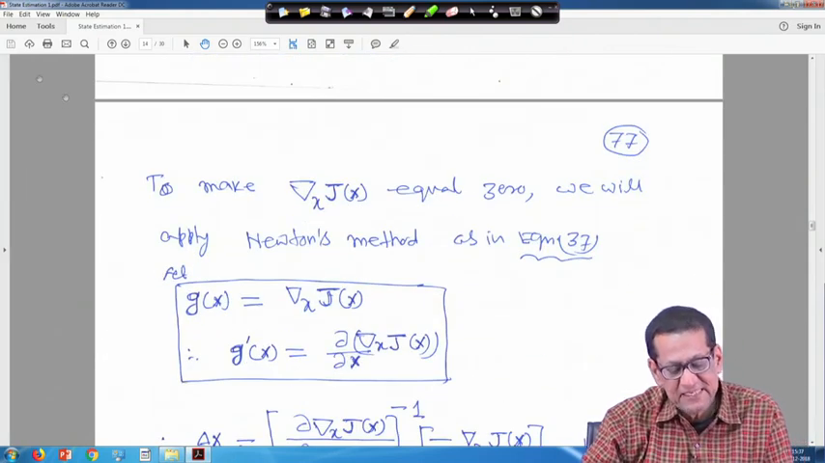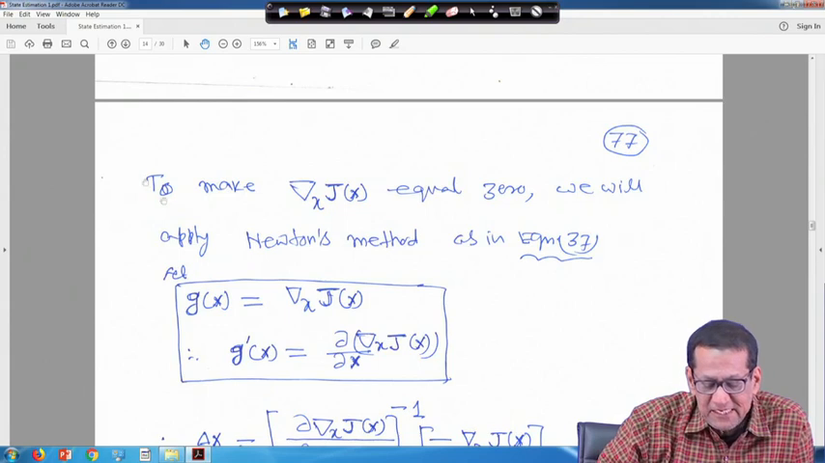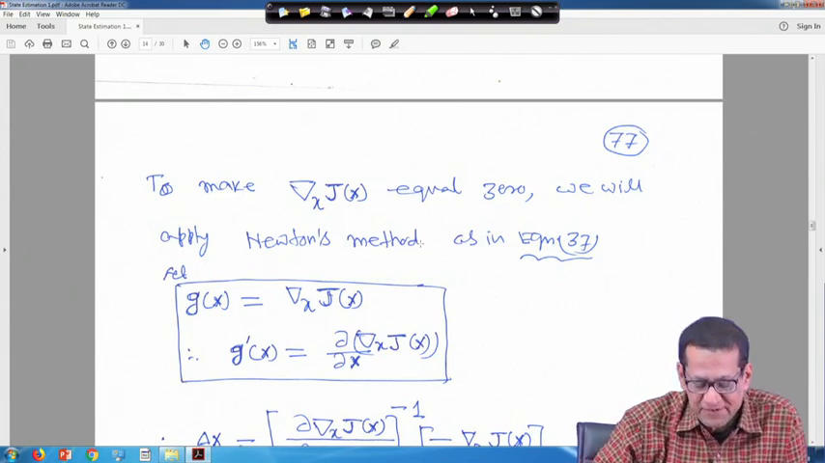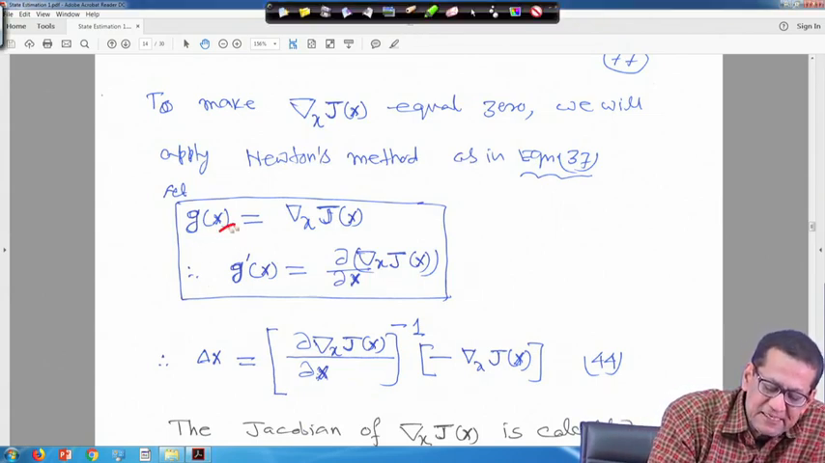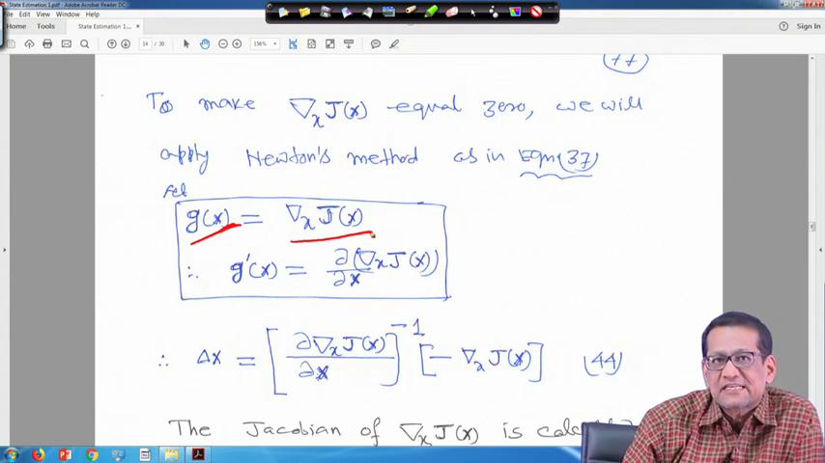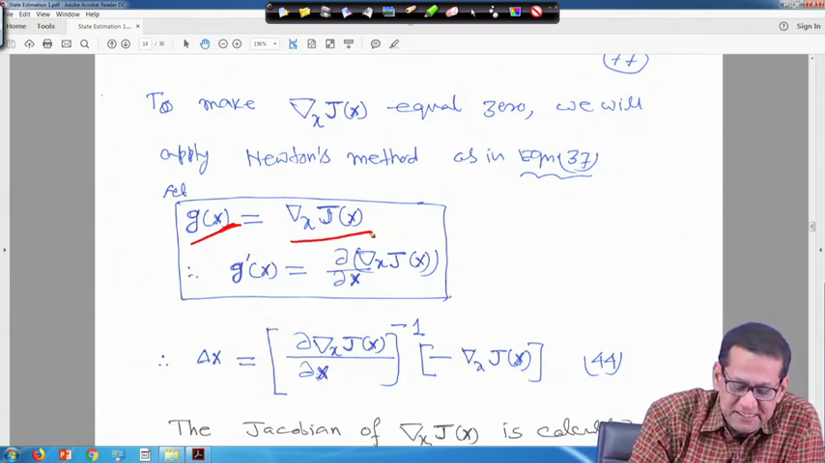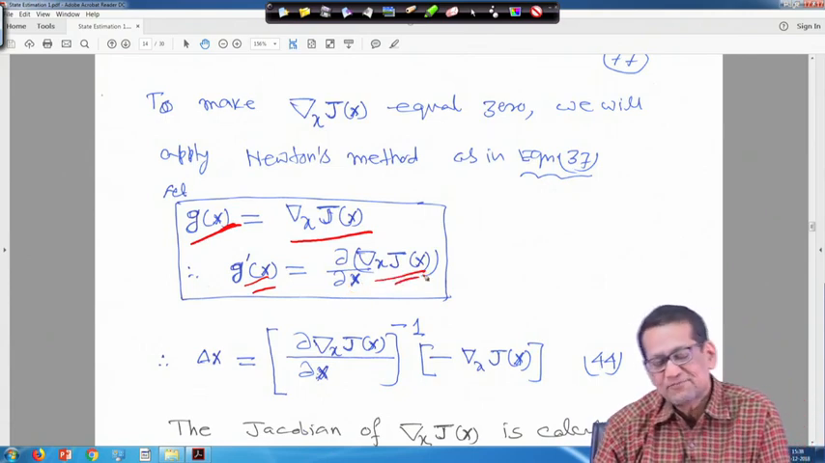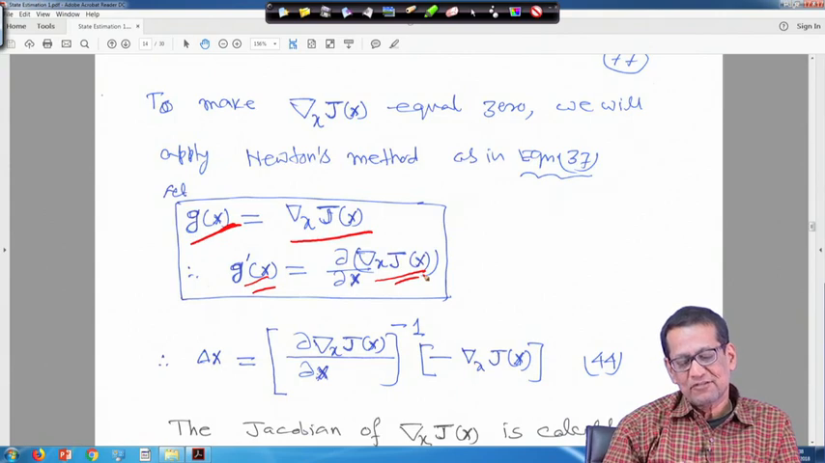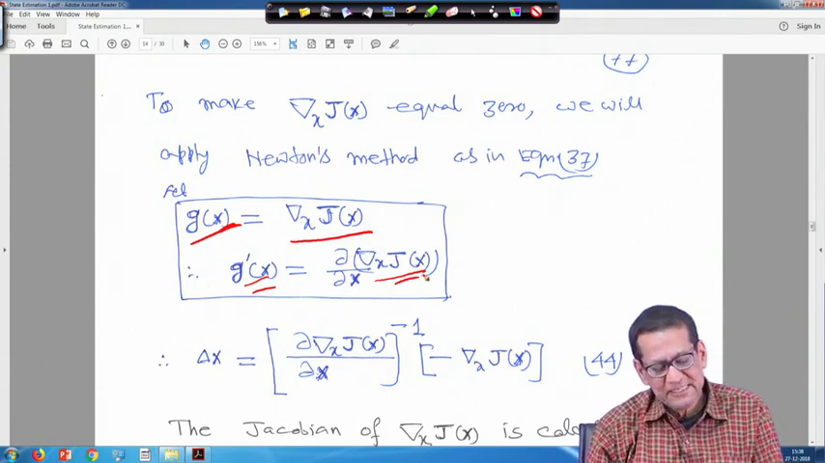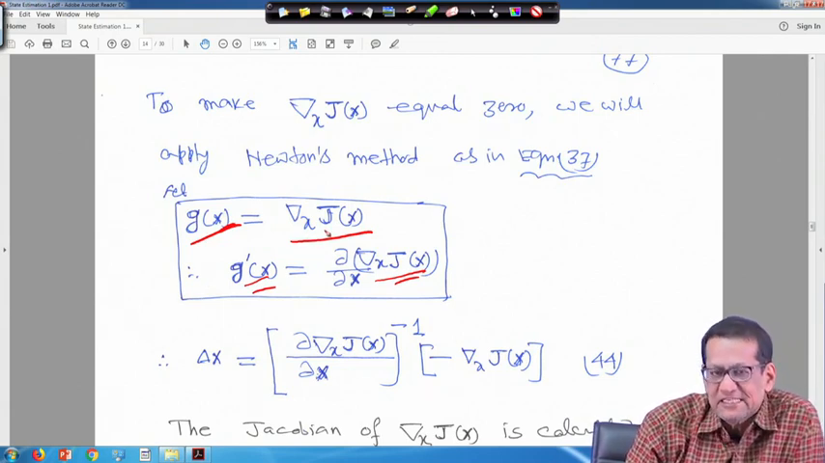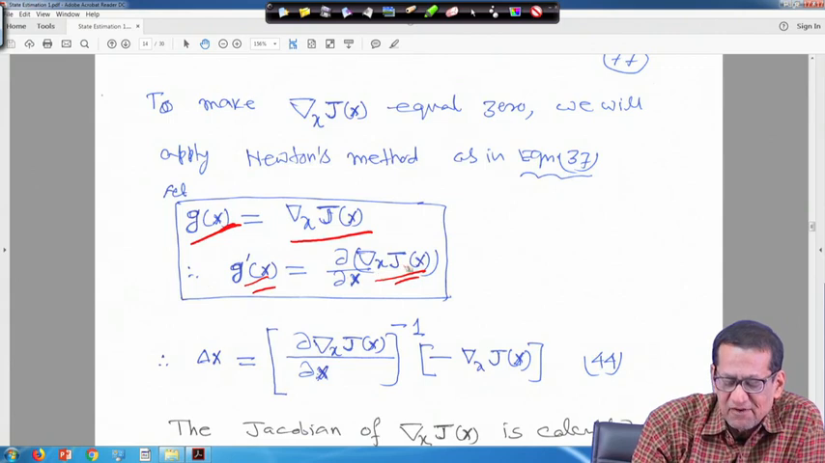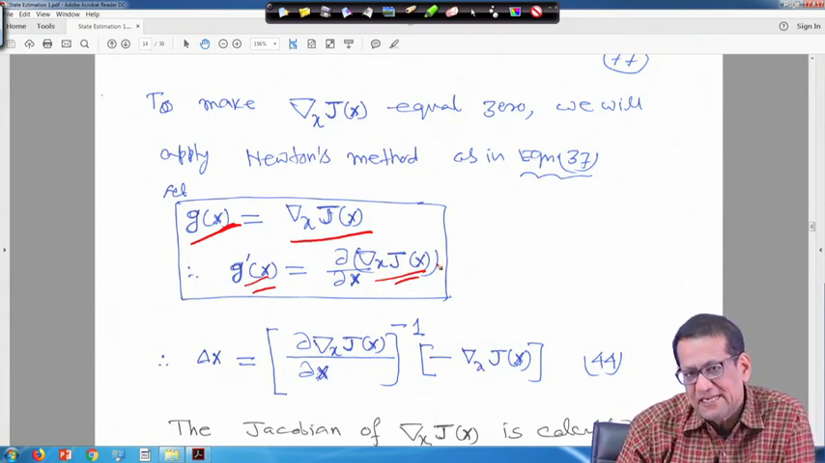Now, to make this gradient 0, we will apply Newton's method as given in equation 37, right. In equation 37, assume that your g x is equal to gradient of J x. Therefore, g dash x will be del x of gradient of J x, because you have to solve it iteratively, right. So, you have to force the gradient to 0 iteratively.